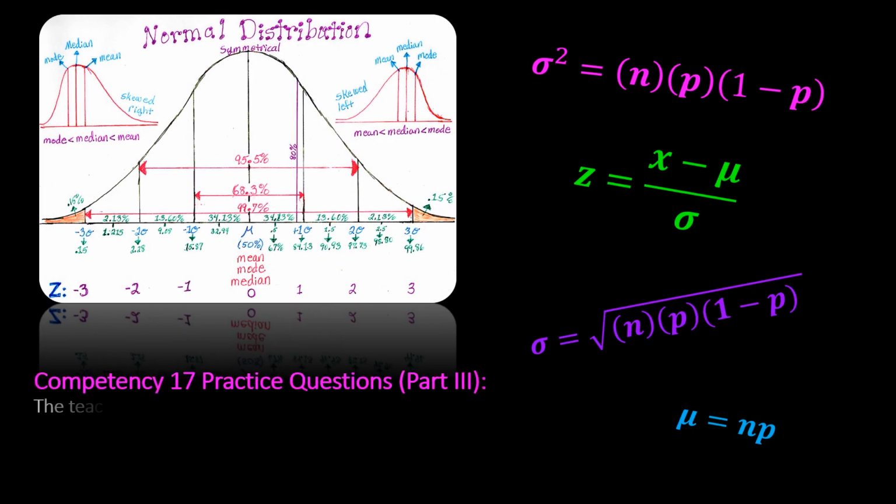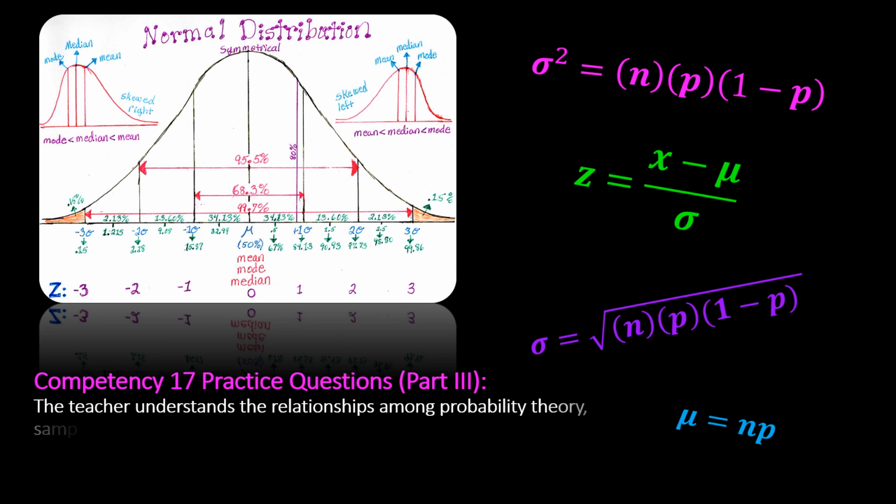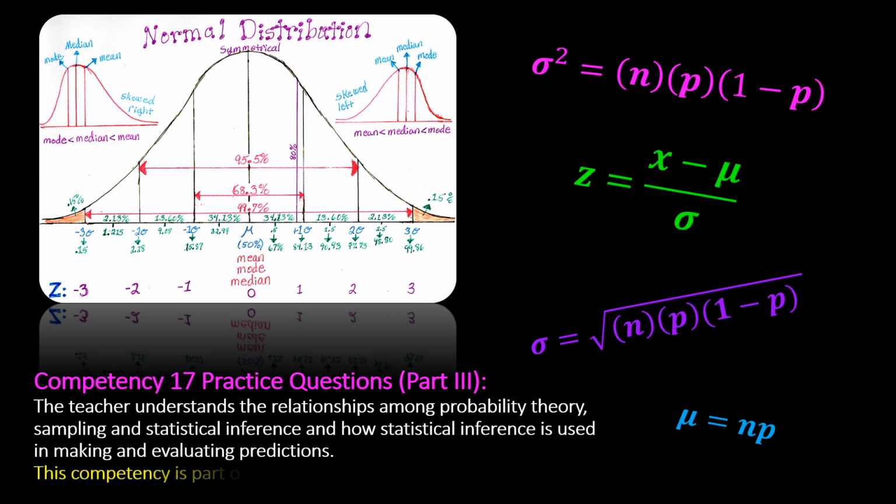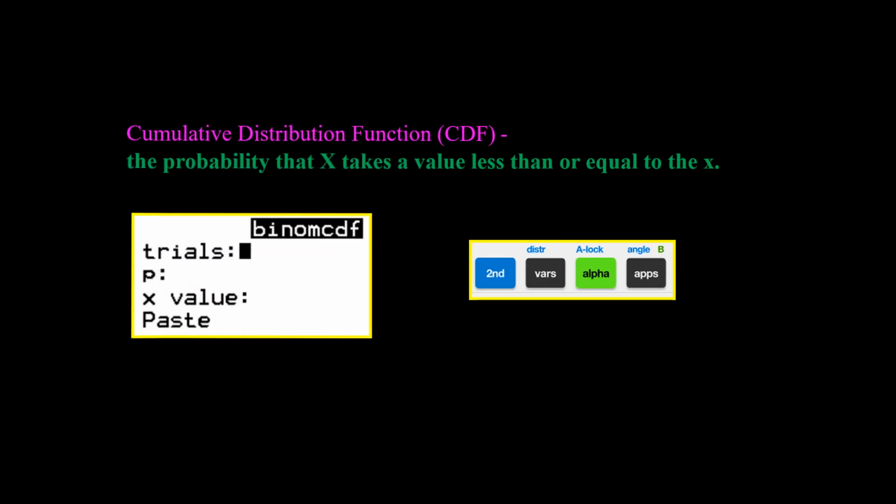In this video, we will review Competency 17 relating to statistical inference and probability. We will focus on the cumulative distribution function, the CDF, which is the probability that x takes a value less than or equal to the actual x that we desire. On the TI-84, this will be represented as the binomcdf.